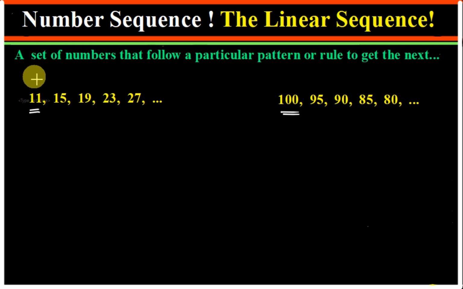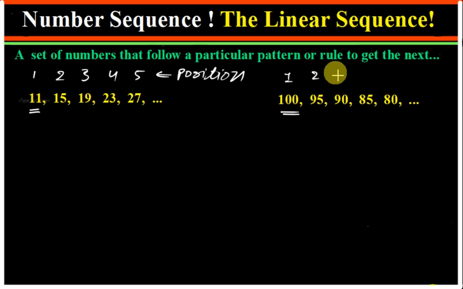And the second thing we should know is the position. What does position mean? These terms appear at which position? Like here, this 11 is at first position, 15 at the second position, 19 is at third position, fourth position, fifth position. So the position of the term 19 is 3. The position of the term 27 is 5. So this is what the position is. Here also at first position it is 100, at second position it is 95, and so on. So the first term and the position of the terms in any sequence, those are things we should know.